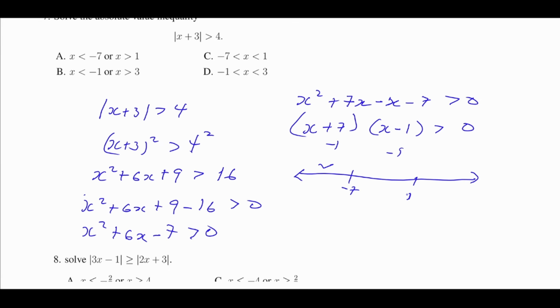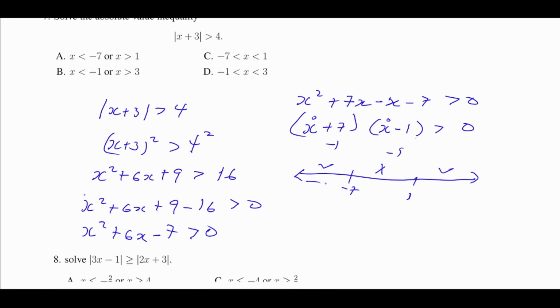Then I come here and test values within this interval, between -7 and 1. I take 0. I put 0 here, I get 7. I put 0 here, I get -1. Now 7 times -1 will give me -7. The question is, is -7 greater than 0? The answer is obvious, it's a no. So this place doesn't work. Then we come to the last part and test a value there. Let's say 2. 2 plus 7 is 9, and 2 minus 1 is 1. So 9 times 1 will give me 9. Is 9 greater than 0? Yes, and that is obvious. So all the values of x here satisfy the inequality.